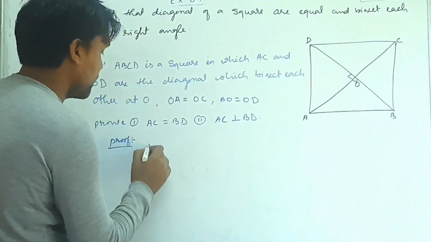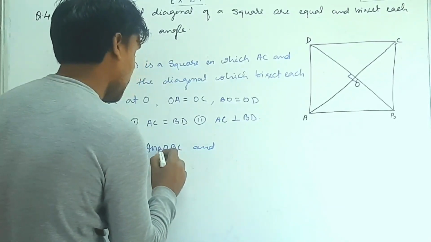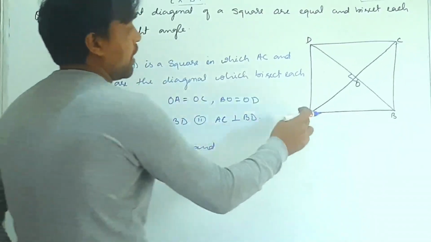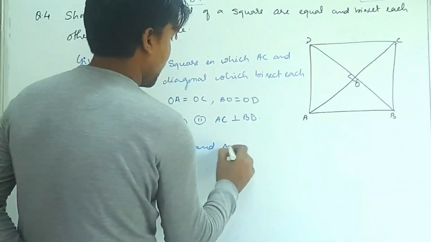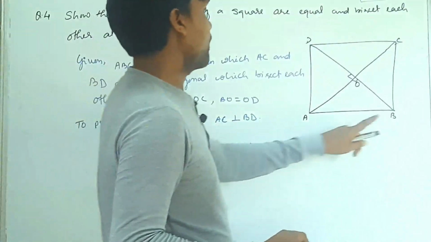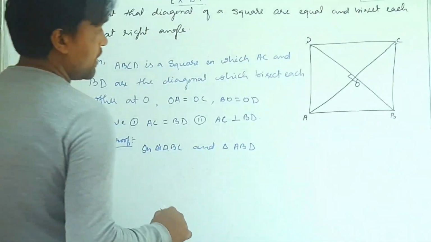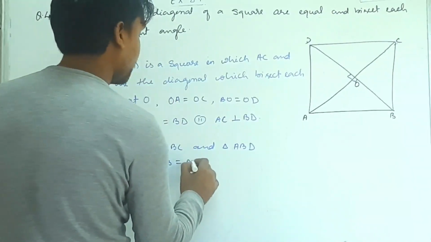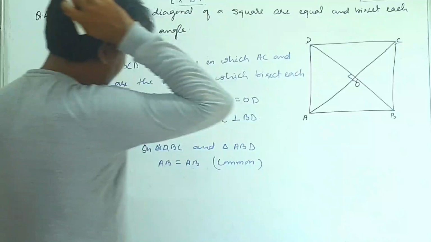Let us take a triangle. In triangle ABC and triangle ABD, we are taking triangle ABD. So see here, in these two triangles, ABC and ABD, one thing is for sure. What is that? AB is equal to AB. That is common. AB is coming in both triangle ABD and ABC also.